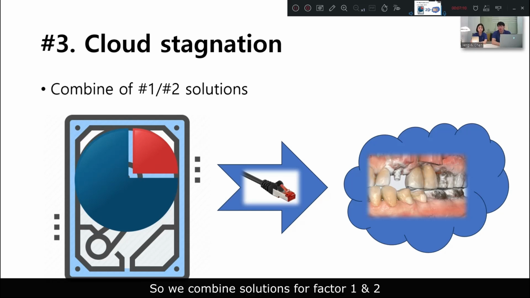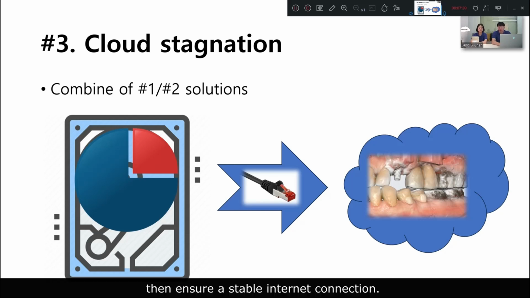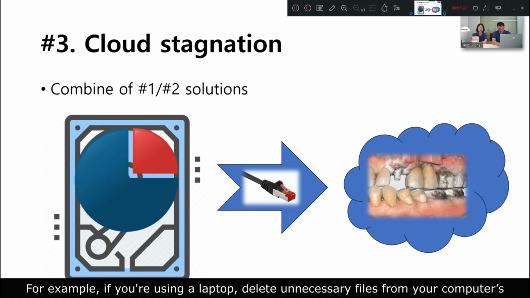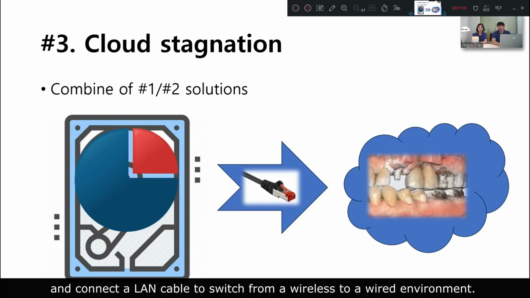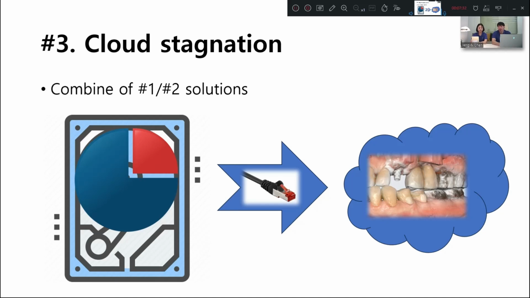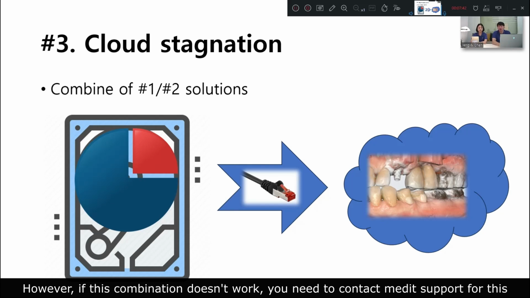So, we can combine the solution from both problems 1 and 2. First, try deleting unnecessary folders to free up storage space. Then, ensure a stable internet connection. For example, if you are using a laptop, delete unnecessary files from your computer's download folder and connect a LAN cable to switch from a wireless to a wired environment. From the computer's perspective, this is like widening the data highway and resolving traffic congestion. However, if this combination doesn't work, you need to contact Medit support for this emergency.